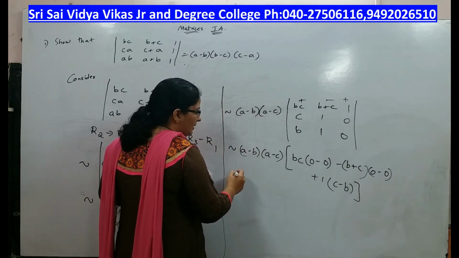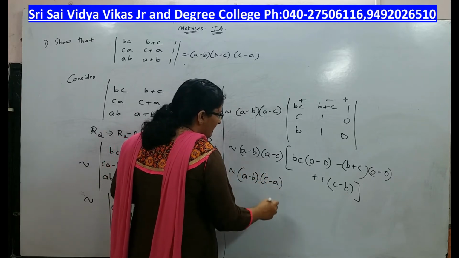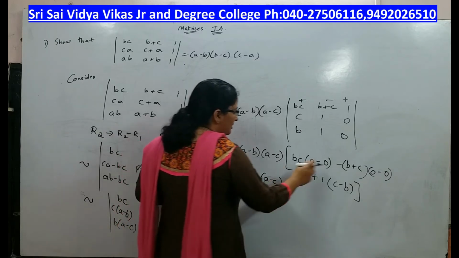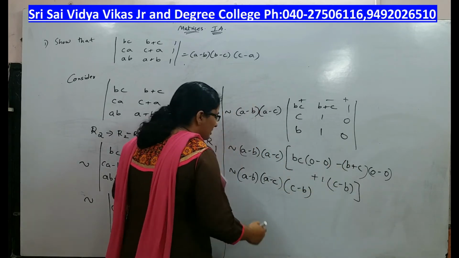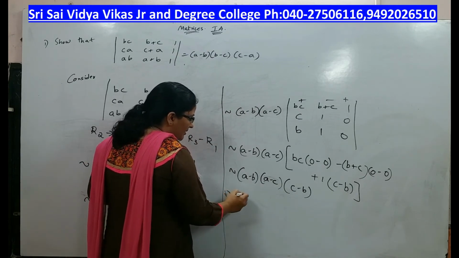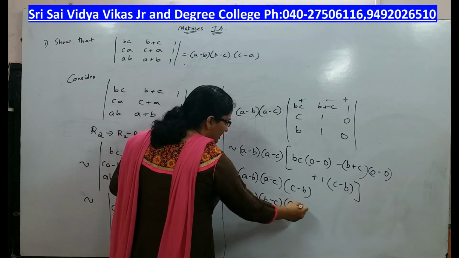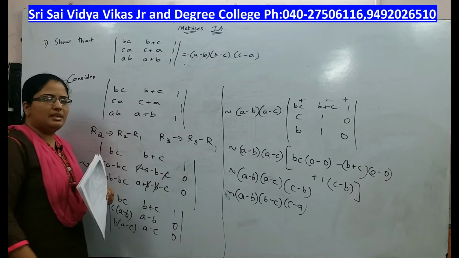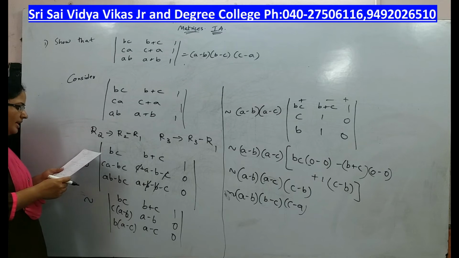Now this is the same as A minus B, A minus C, times C minus B, because these two terms will become zeros. So this is equal to A minus B, B minus C and C minus A after taking the minus sign common from these two. You get A minus B, B minus C, C minus A. That's about this problem. We shall look into the next problem.